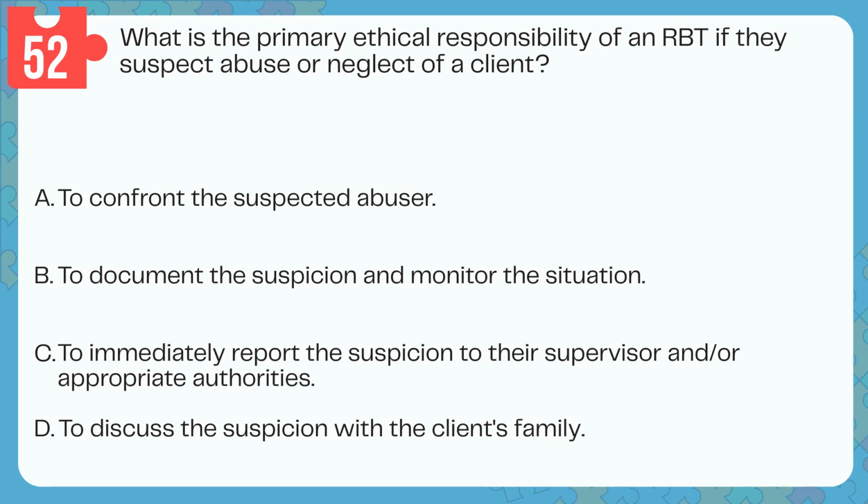Question 52. What is the primary ethical responsibility of an RBT if they suspect abuse or neglect of a client? A, to confront the suspected abuser. B, to document the suspicion and monitor the situation. C, to immediately report the suspicion to their supervisor and/or appropriate authorities. D, to discuss the suspicion with the client's family.